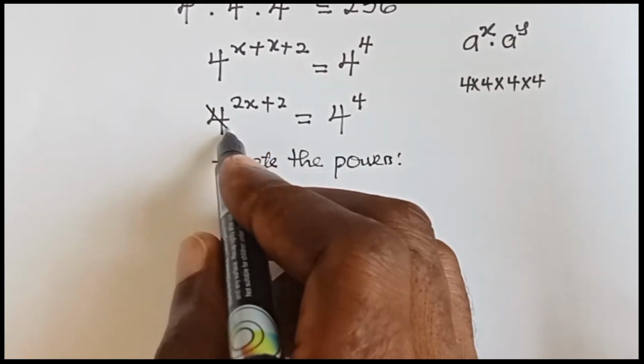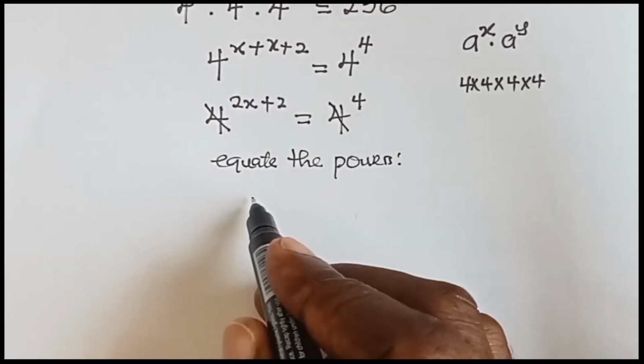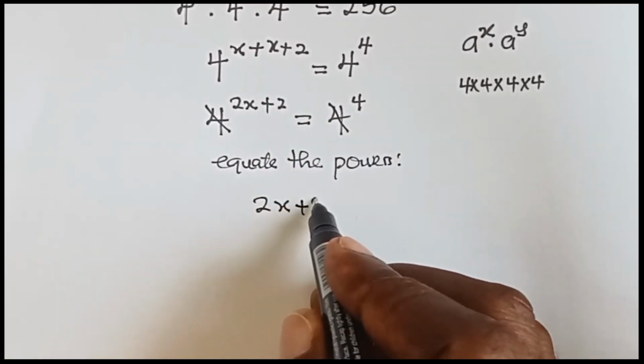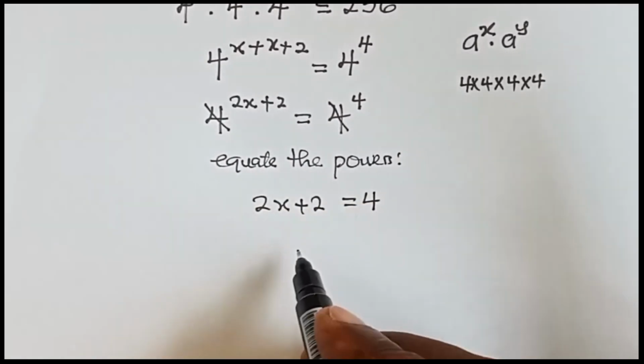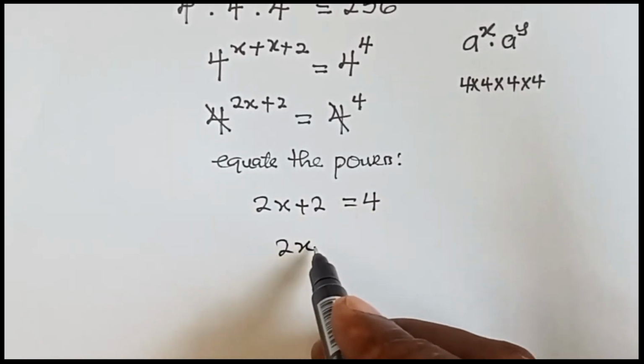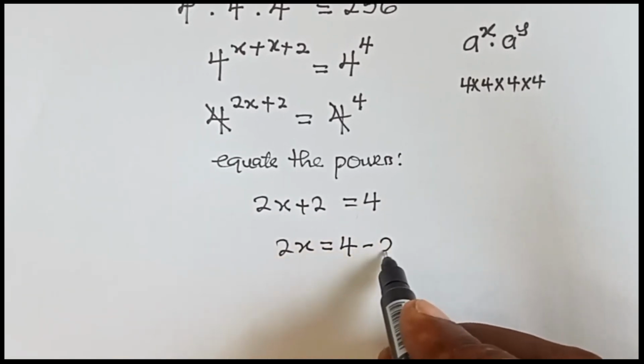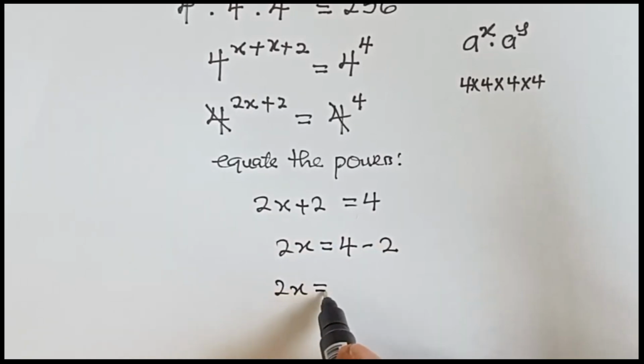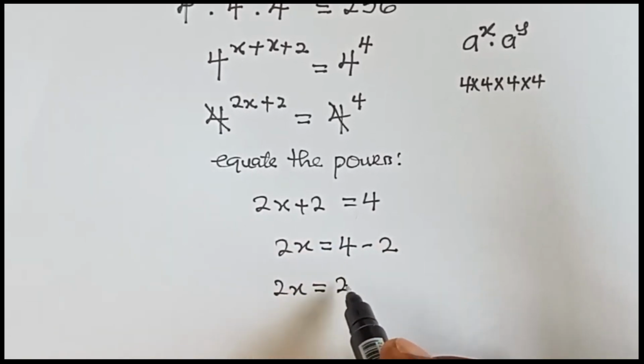Okay, that means that this 4, we cancel this 4. We have 2x plus 2 equals 4. Then we collect like terms. We take this plus 2 to the other side, and it becomes minus 2. Then 4 minus 2 is 2.